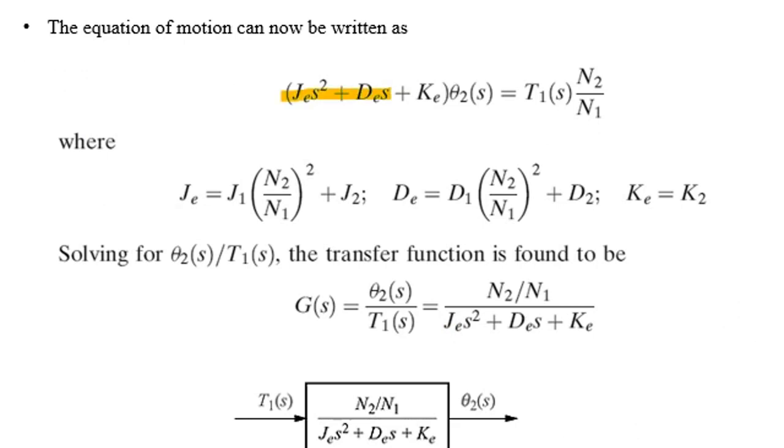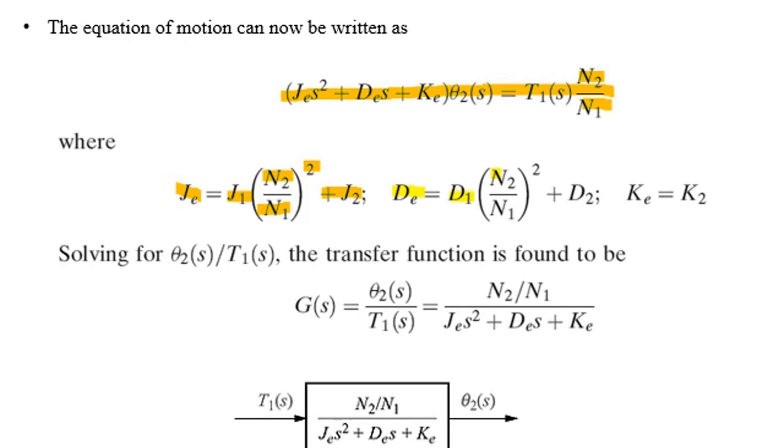Now the equation of motion can be written as J equivalent s square plus D equivalent s plus K equivalent whole, multiplied by theta2 of s, and will be equal to input torque T1 multiplied by teeth ratio, where J equivalent, or equivalent inertial impedance, will be J1, which is inertia of input side, multiplied by teeth ratio square, which is n2 over n1 whole square, plus J2, which is inertia of output side.